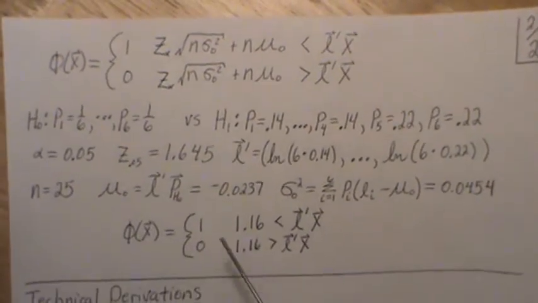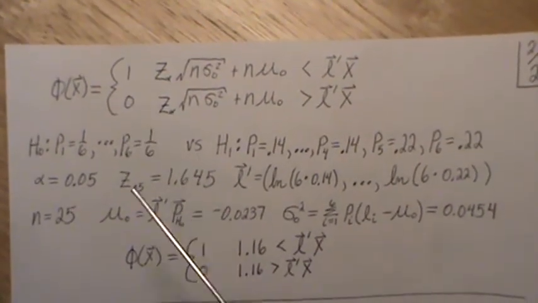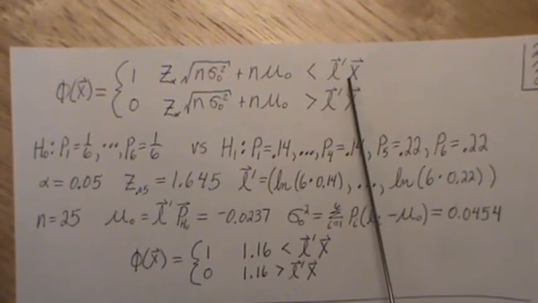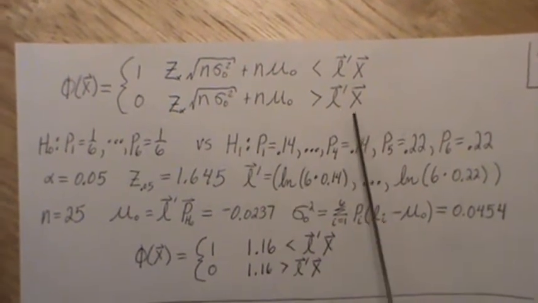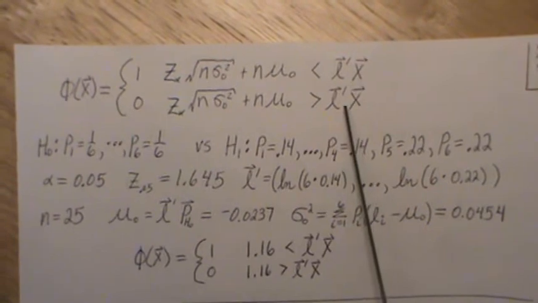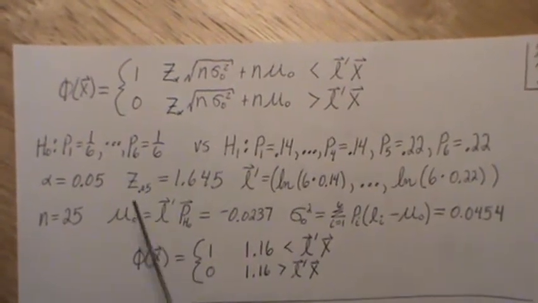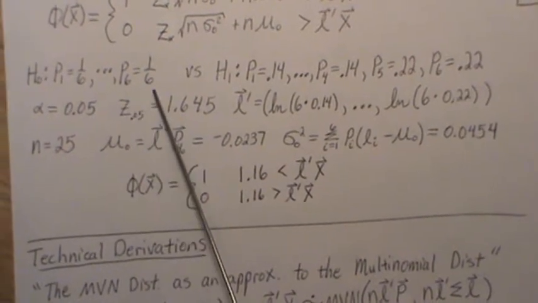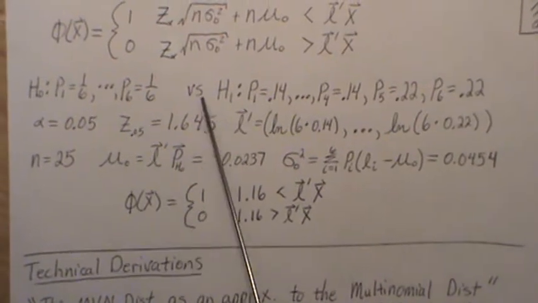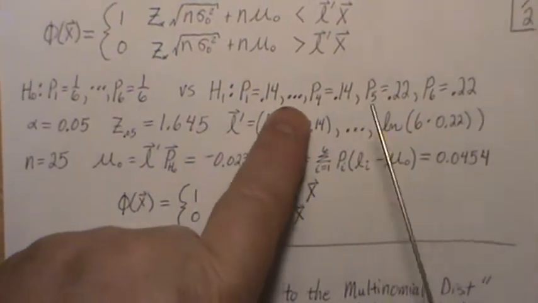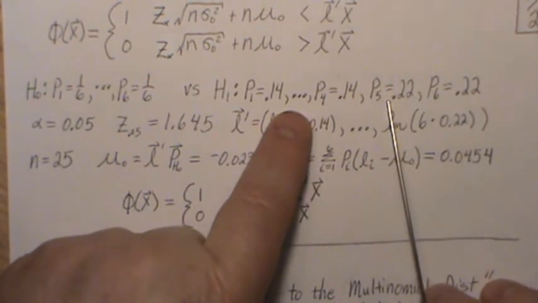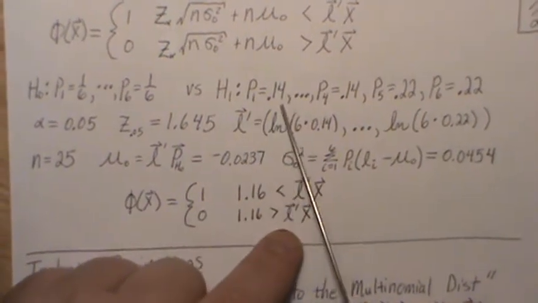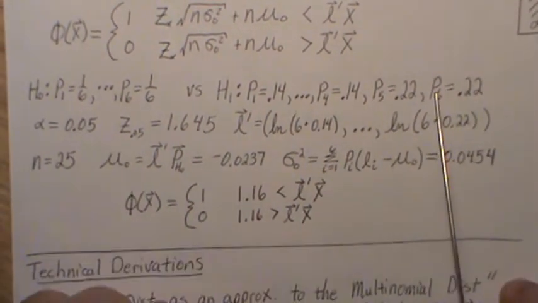Now, to rewrite this test, our test function is 1 or 0, depending on if the likelihood ratio is greater than this critical value, or we do not reject the null hypothesis if it's less than this critical value. Now, using specific examples, if we let P1 through P6 equal 1/6, so it's an unbiased die, versus the probability, and I just made these up, that we roll a 5 or a 6 is 0.22, and the probability we roll a 1 through 4 is 0.14. So those sum to 1.